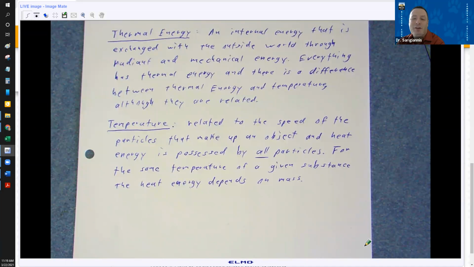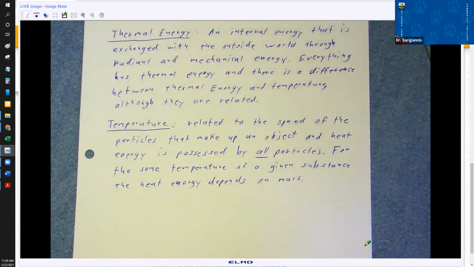Now, for a given substance, depending on how much you have, you can have two objects of the same temperature, but the total amount of heat energy depends on the mass, right? So if I have a cup of boiling water versus a pot of boiling water, they both might be at the same temperature, 100 degrees C, but there's more energy in that pot of boiling water than in the small teacup of boiling water, because I've got more of it, more stuff. And we'll talk about that in a little more detail later.